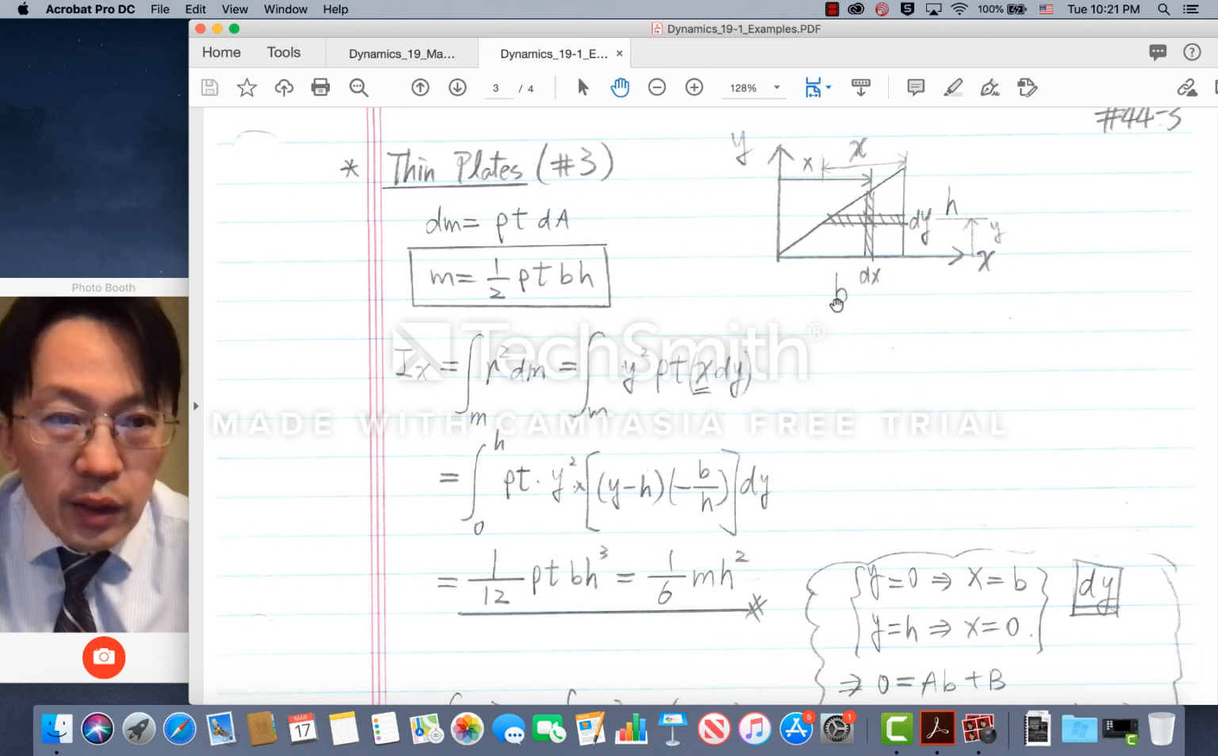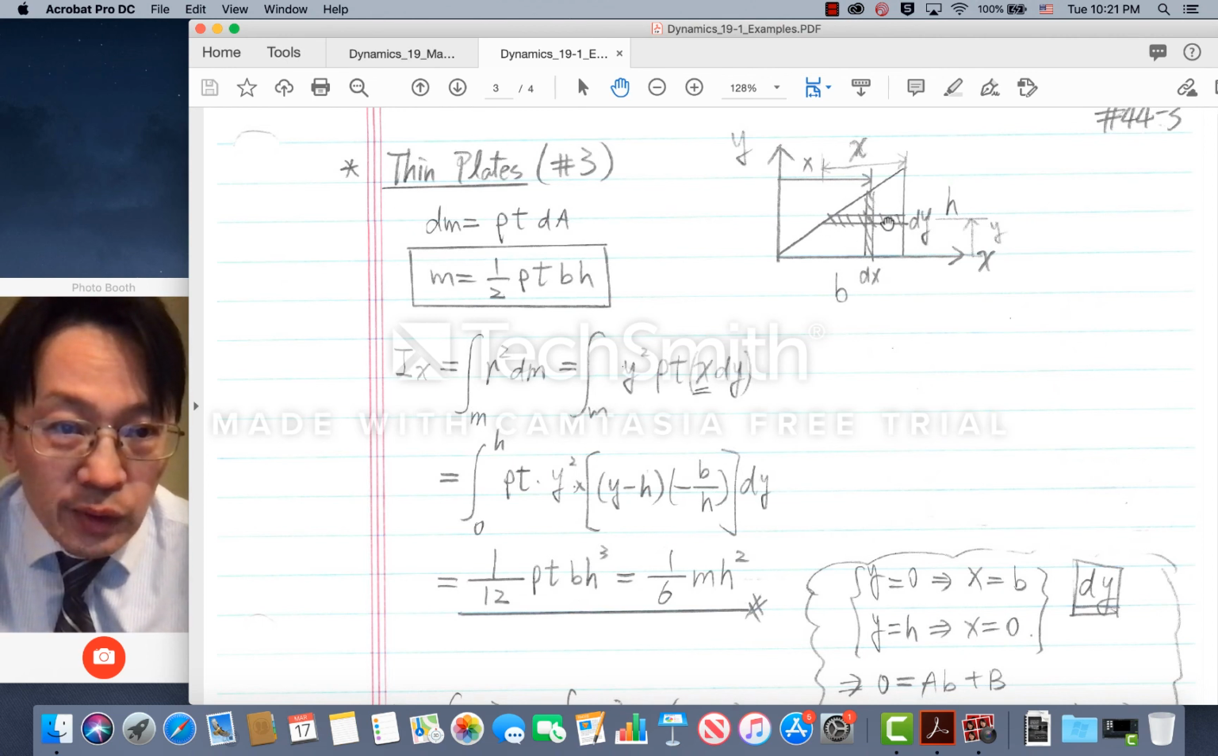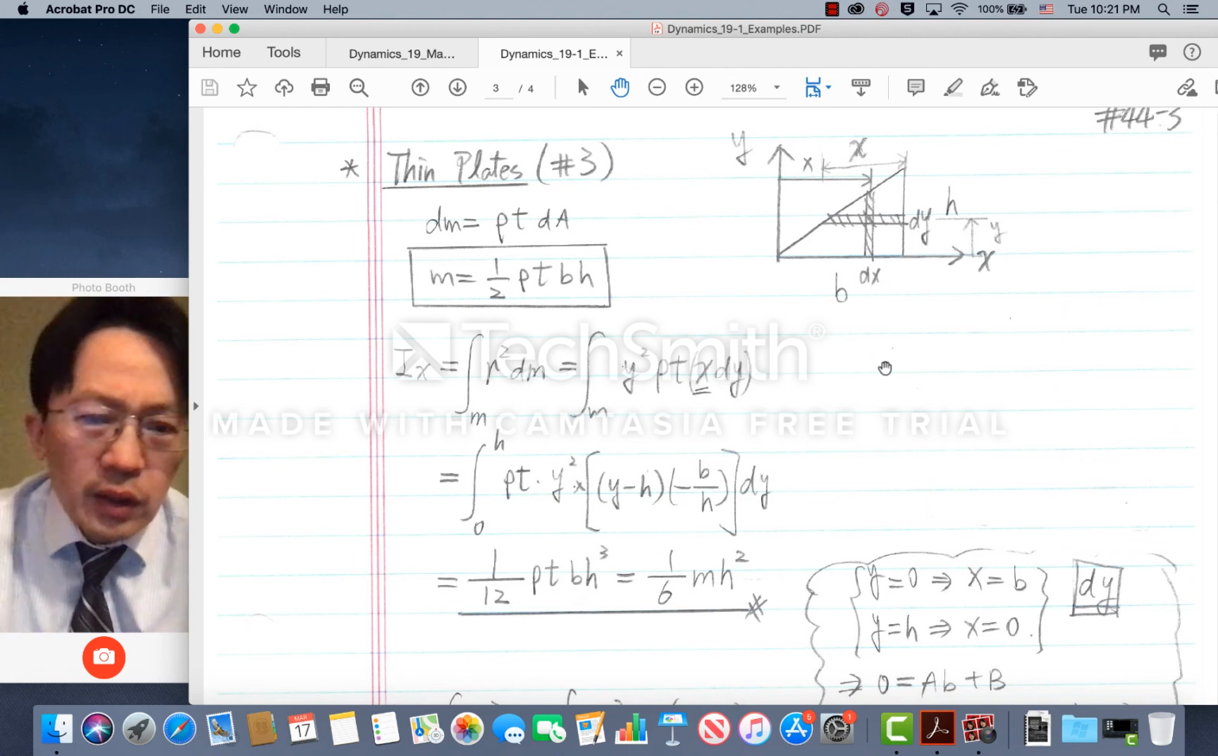So here, as we discussed before, we have to choose the strip parallel to the axis of rotation. In this case it is x, so you have to choose the horizontal strip with the thickness of dy. And that means the length of the strip is actually x, but this x is not the x that we use from here to here, but it's x from here to here. So what does that mean?